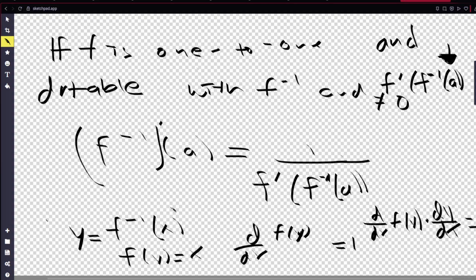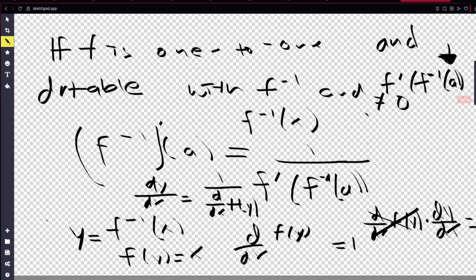And all we do is, dy/dx is equal to 1 over, because we're just going to divide this on both sides, 1 over d/dx of f of y. And then y is equal to f negative 1 of x. So that basically means that f negative 1 prime of x is equal to 1 over f prime of f negative 1 of x. So just to prove using derivatives and chain rule. So that one's pretty easy.